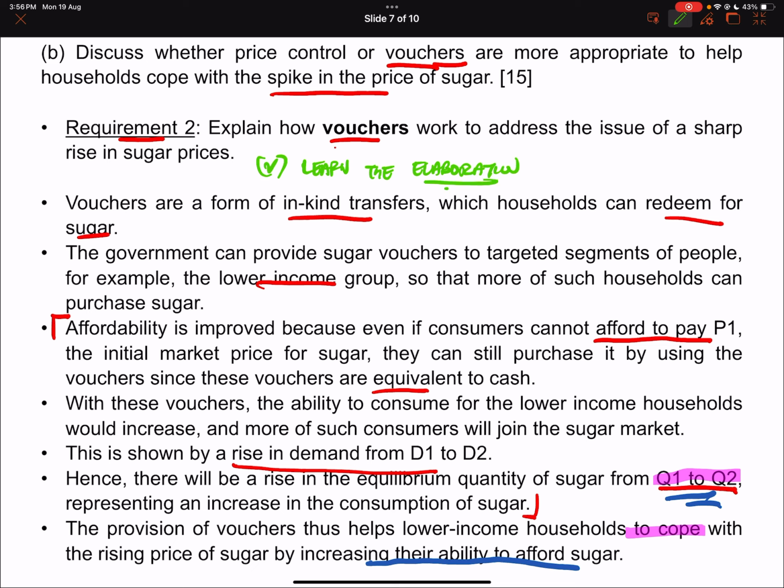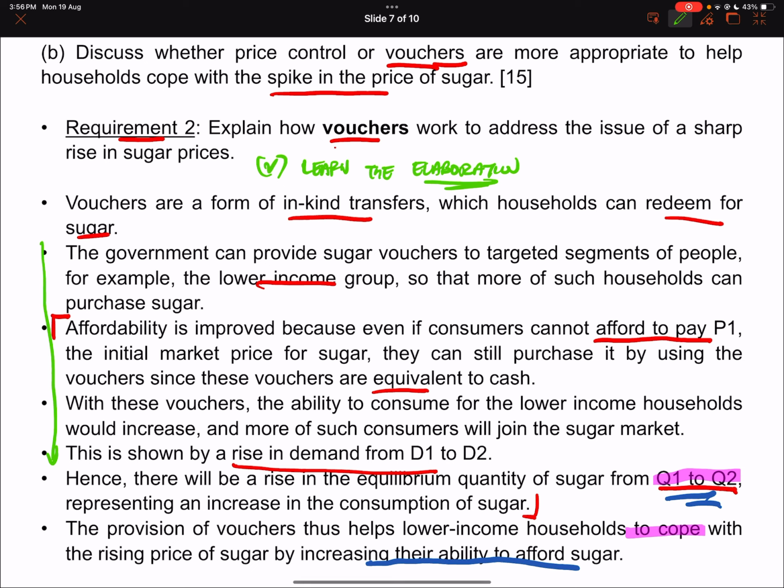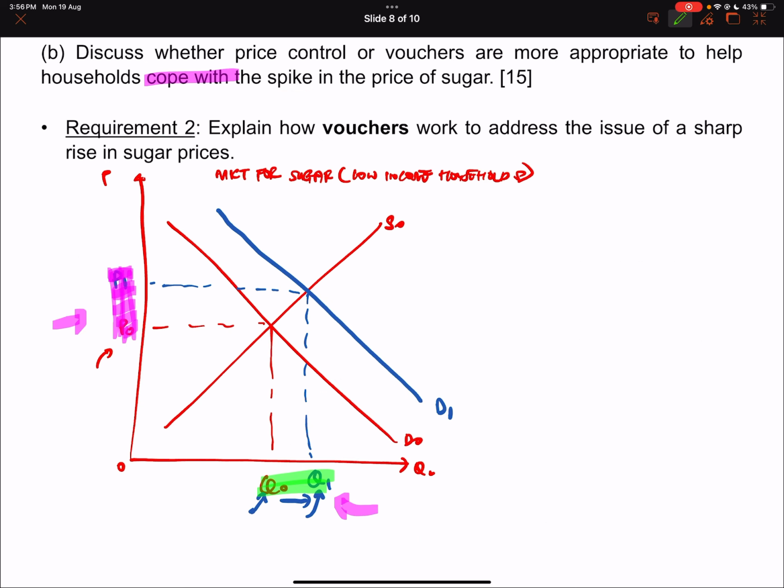Right, you really have to learn the elaboration. So it looks very easy, but once you turn it off, we realize you can't generate the same level of depth, right? So please learn the elaboration as well. Okay, the diagram I think should be quite simple.